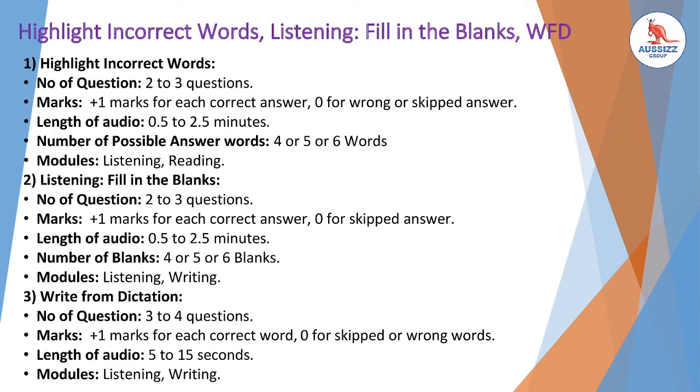Alright, the next 3 tasks are highlight incorrect words, listening fill in the blanks, and write from dictation. Highlight incorrect words will have 2 to 3 questions, listening fill in the blanks as well 2 to 3, but write from dictation will have 3 to 4 questions. Highlight incorrect words gives the marks towards listening and reading. Listening fill in the blanks will give you the scores for listening and writing module, as well as write from dictation. Audio would be provided definitely, because all these tasks are the part of the listening module only.